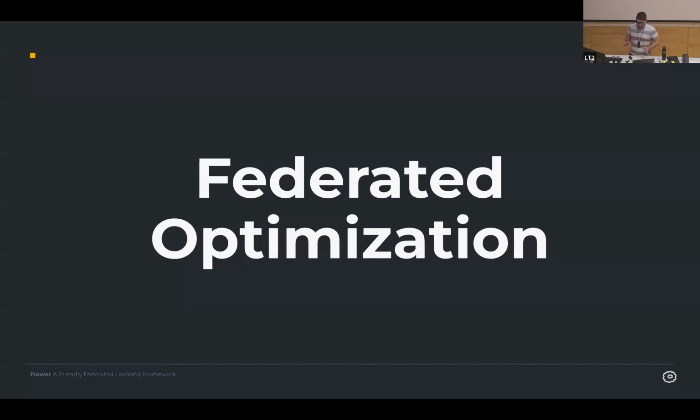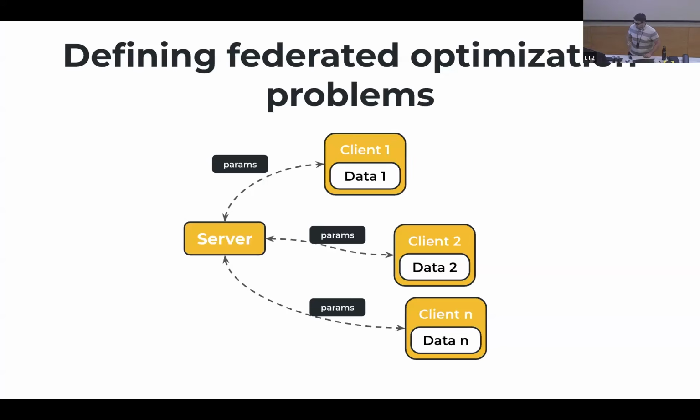So many of you listening online probably know what federated learning is. Many of you probably don't. So I'm going to give you an overview of what federated optimization is and how you can frame it in several different ways. So to begin with, I've put on screen a very simple but very useful diagram of what a federated system looks like.